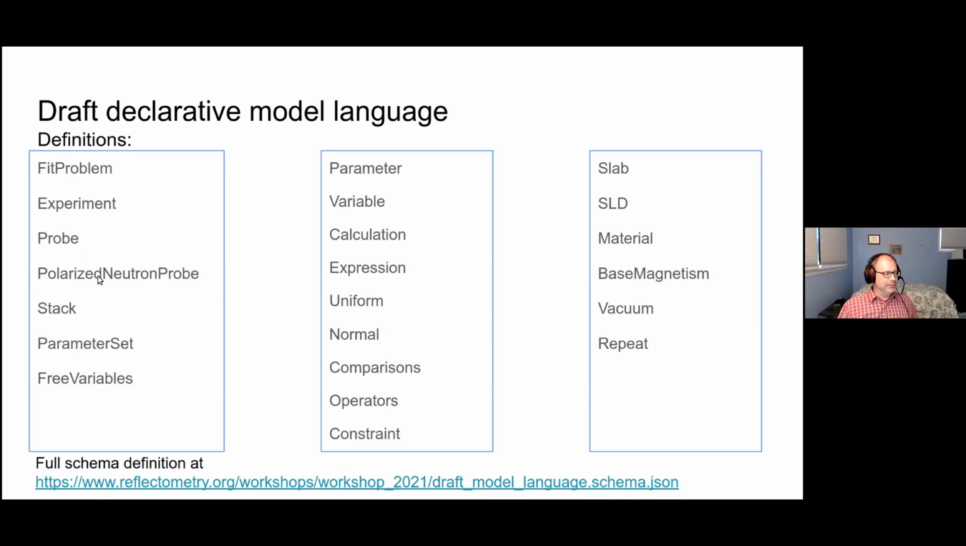And then probe and stack are the base class for every sample. Every sample is made up of a stack of things, which are either more stacks or slabs or things like that. So some of those are over here.